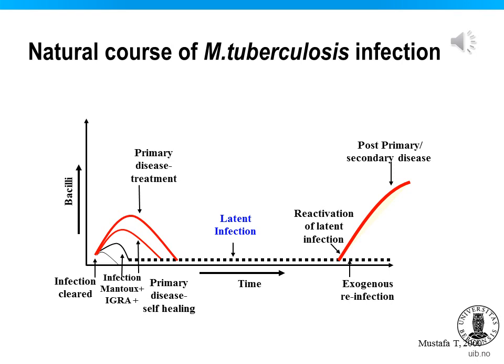The diagnosis of latent TB is determined by the absence of clinical disease and either a positive tuberculin skin test or the new IGRA test, which we will come back to in other lectures, or a chest radiograph that demonstrates scars indicative of old TB.